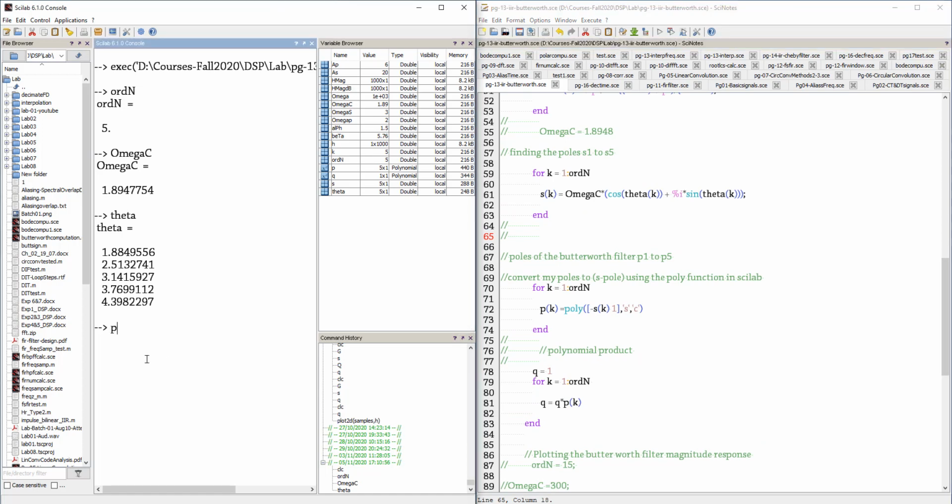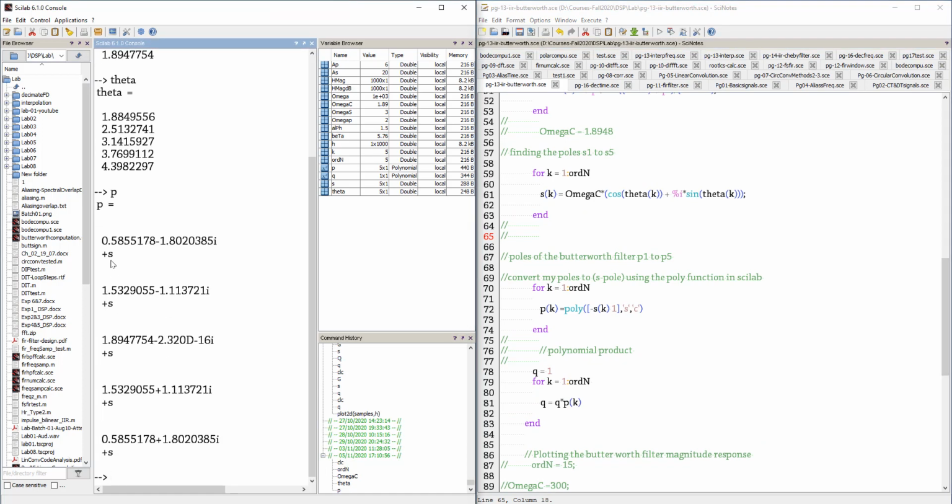Theta of k, let me just put what is theta. I get these 5 values. So not possible to see whether theta is right, but let me show you p. So what is my p? See, s plus this, s plus this, s plus this, s plus this, s plus this.